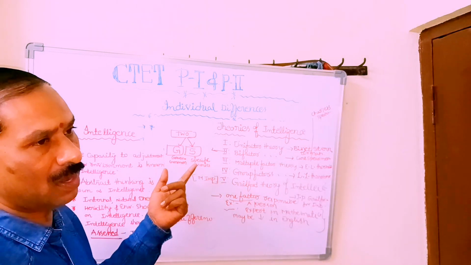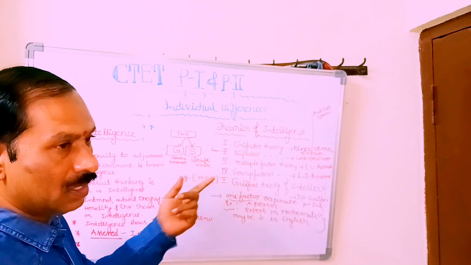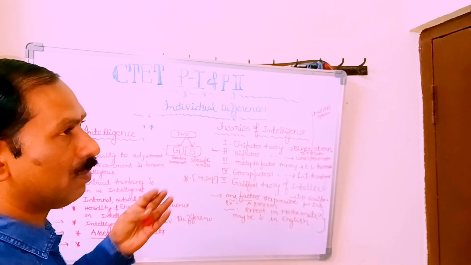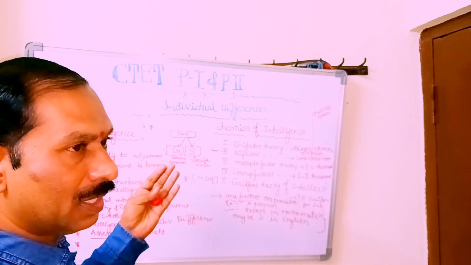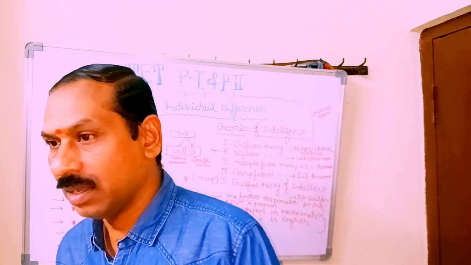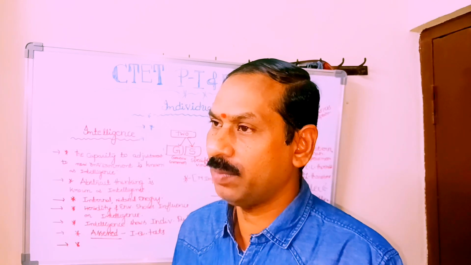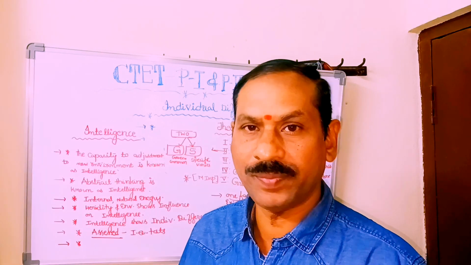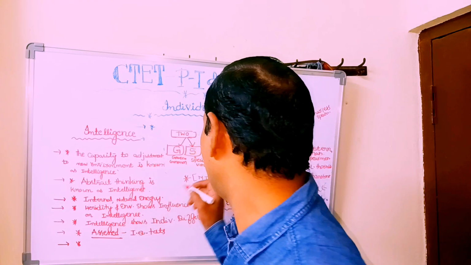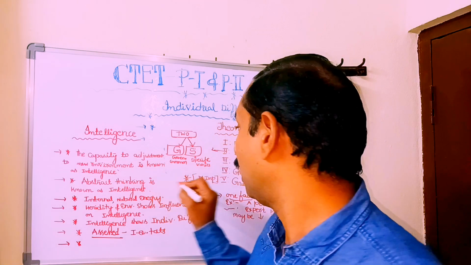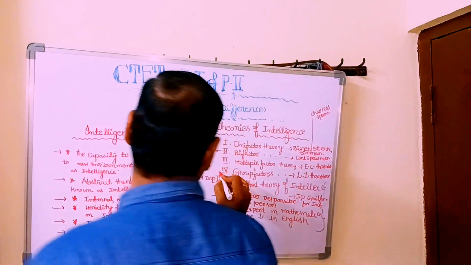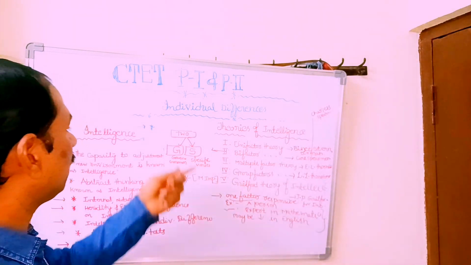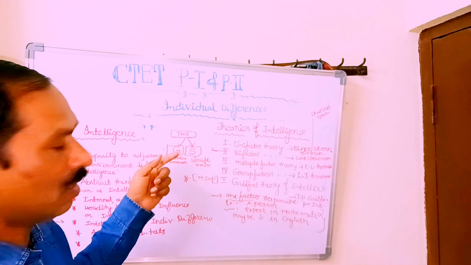General factor is common for all, and for the specific factor, everybody studied the BTech, but some specifications are there. One may have studied civil engineering, one architectural engineering, one mechanical engineering, one computer science engineering. So there are specifications, and these are the specific factors. Specific factors vary from person to person, whereas the G factor is common for all.